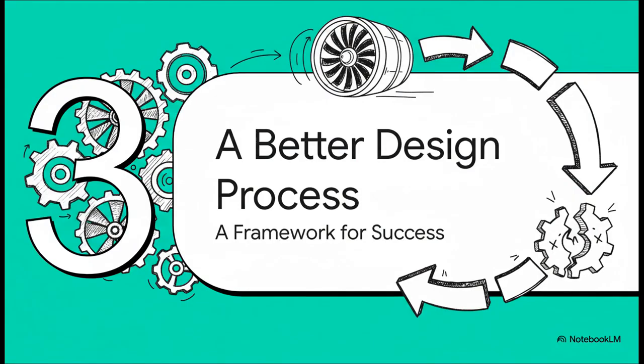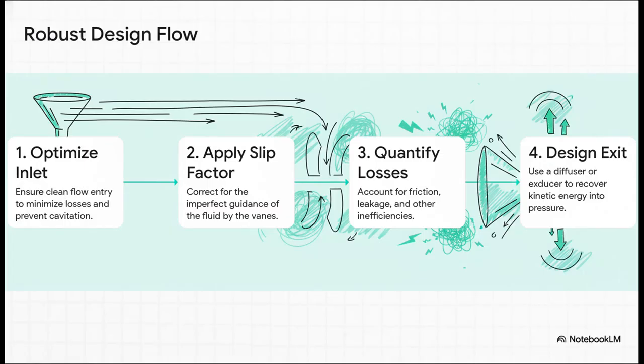All right, so we've debunked some of the big misconceptions. Now, let's get practical. Let's build a better design process, a framework that actually accounts for all this real-world mess right from the get-go. Look, a truly robust design process follows a really clear path. Step 1, you've got to optimize the inlet to get the fluid in cleanly and avoid problems like cavitation. Step 2, you immediately apply that slip factor to correct for the fluid's imperfect behavior. Step 3, you go on a hunt for every single way you might lose energy.